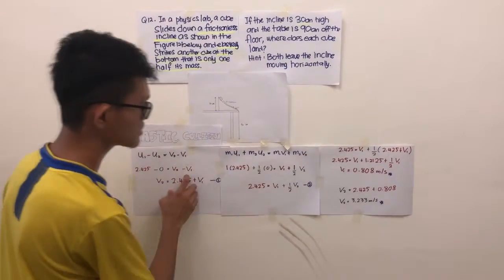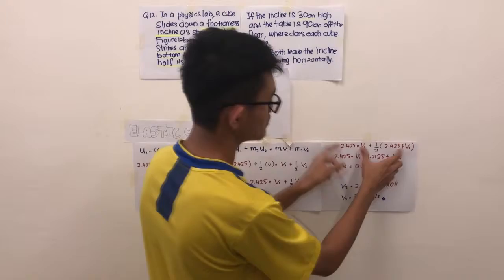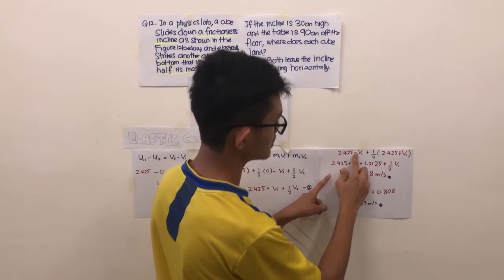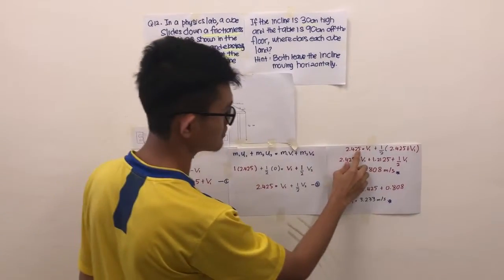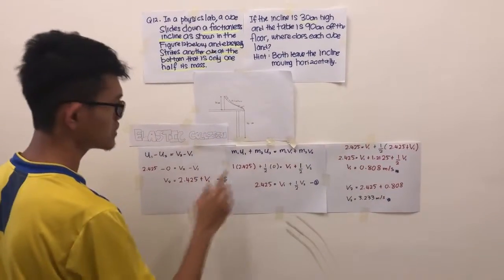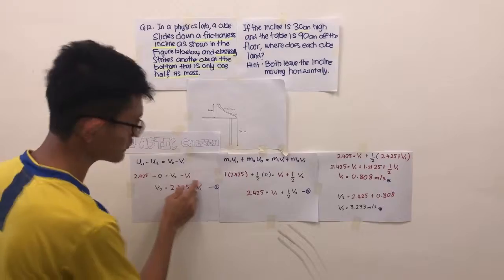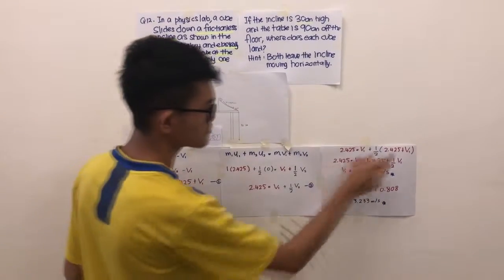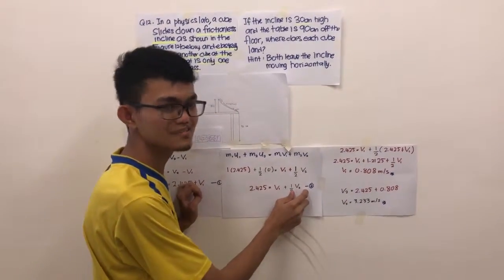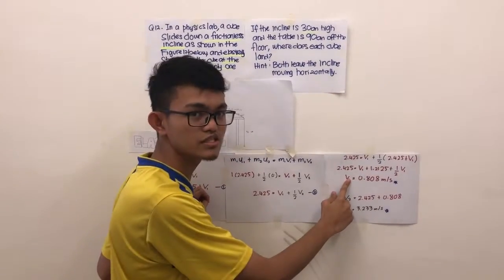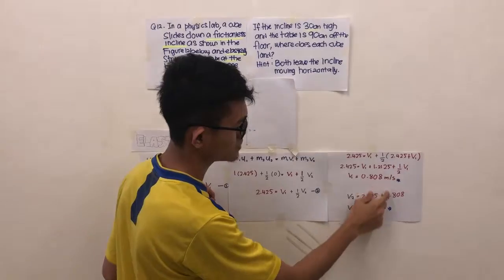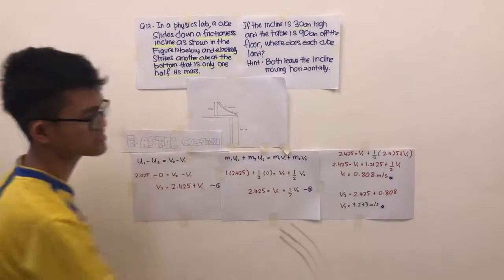Finally, with the simultaneous equations between the first equation and the second equation, we substitute the first equation into the second equation. We get the final velocity of the first cube as 0.808 and the final velocity of the second cube as 3.233 meters per second.